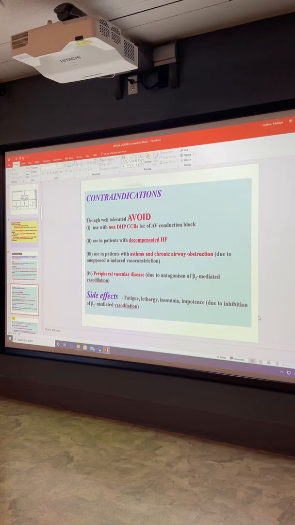Okay. So what are the contraindications? The beta antagonists are well tolerated except for what you know in terms of lipid profile and hyperglycemia and all that. Please make sure you do not use, or at least be careful when you have to use, beta antagonists with the non-DHP CCBs, and you know why. The non-DHP CCBs are the ones that act primarily on the heart, right?